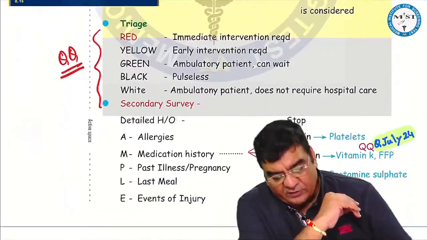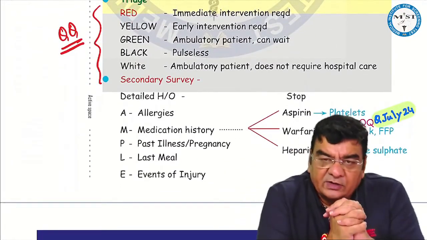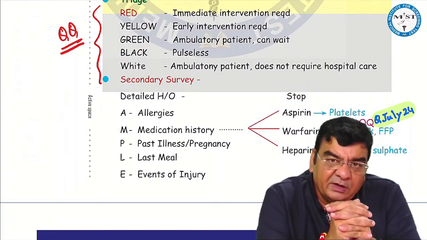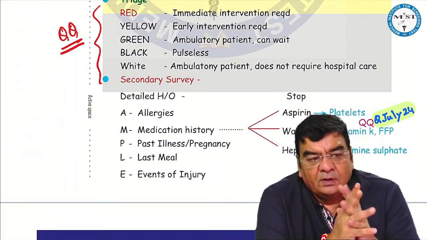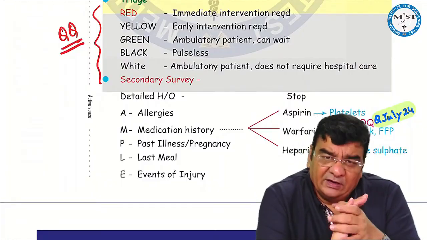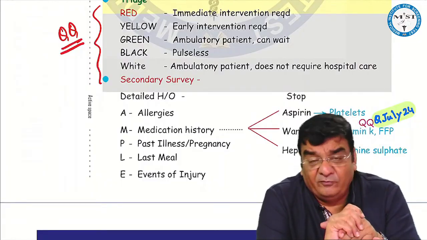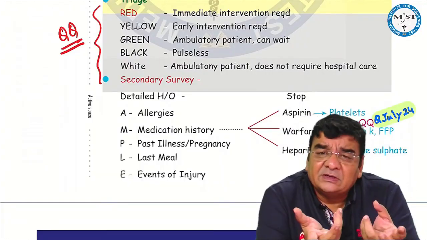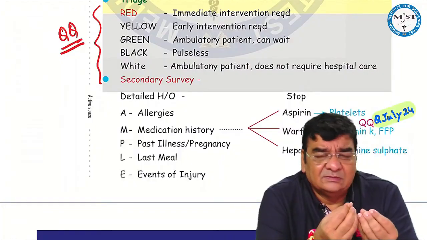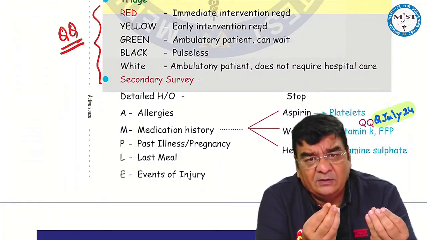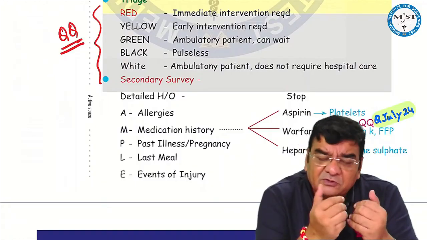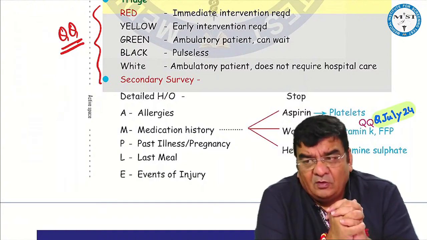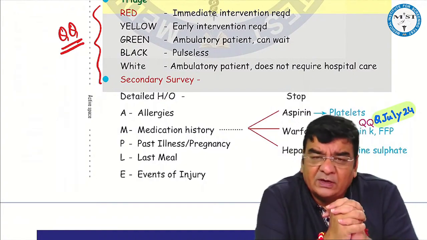At every step we are doing the triage, we are segregating the patient into different categories: red, yellow, green, black. If injury is immediately life-threatening and will require immediate intervention, it is red. If injury is not immediately life-threatening, patient is stable but will require early intervention, then it is yellow. And if it is an ambulatory patient, no life-threatening story, then it is green. And if the patient is moribund or has died, then it is black. White is an ambulatory patient who does not require any type of hospital care.